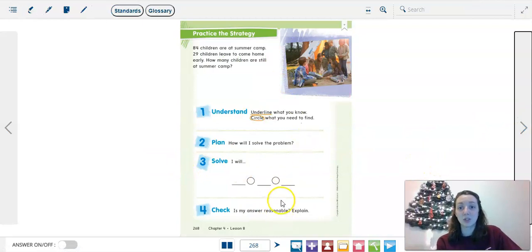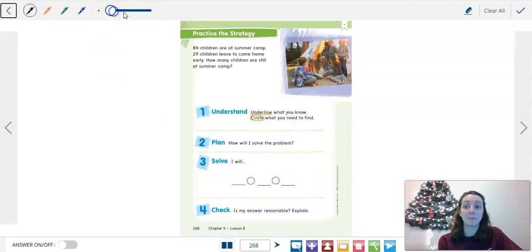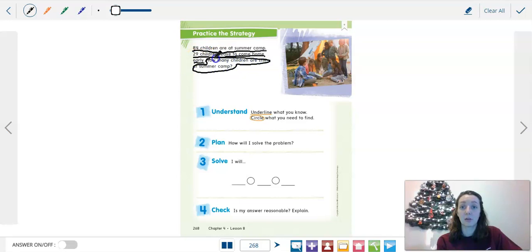All right, so let's practice the strategy a little bit. Okay, so same thing, same steps. We're just now working with a new problem. 84 children are at summer camp. 29 children leave to come home early. How many children are still at summer camp? So remember the first step, we want to underline what we know. We know that 84 children are at summer camp. We know that 29 children leave to come home early, and we know we're trying to figure out how many children are still there. Okay, so we understand the problem. I understand what it's telling me, and I understand what it's asking me.